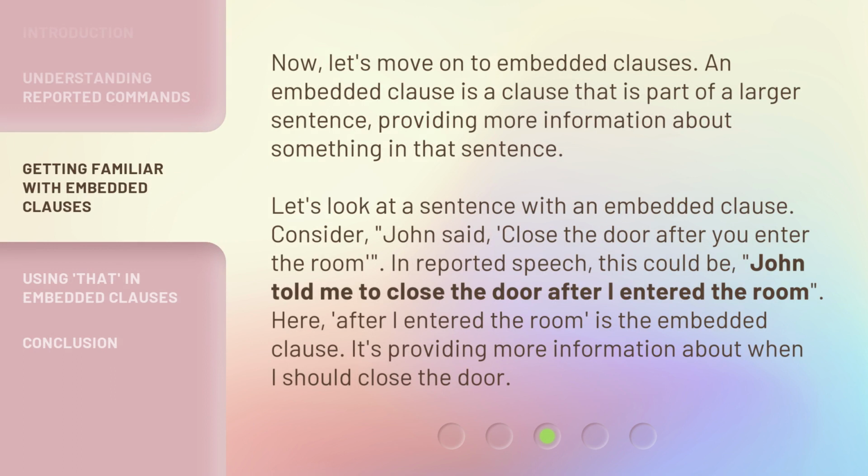Now, let's move on to embedded clauses. An embedded clause is a clause that is part of a larger sentence, providing more information about something in that sentence. Let's look at a sentence with an embedded clause. Consider, "John said, close the door after you enter the room." In reported speech, this could be, "John told me to close the door after I entered the room." Here, "after I entered the room" is the embedded clause. It's providing more information about when I should close the door.